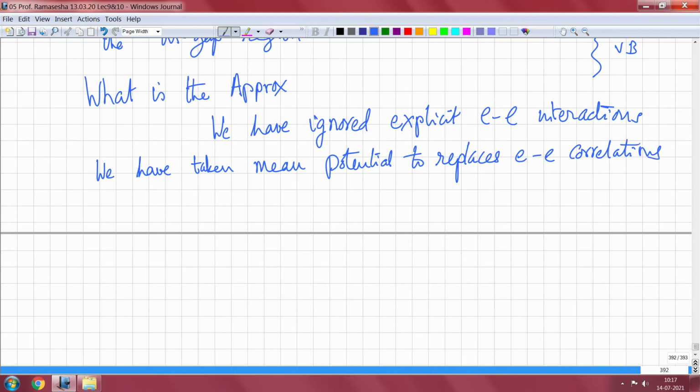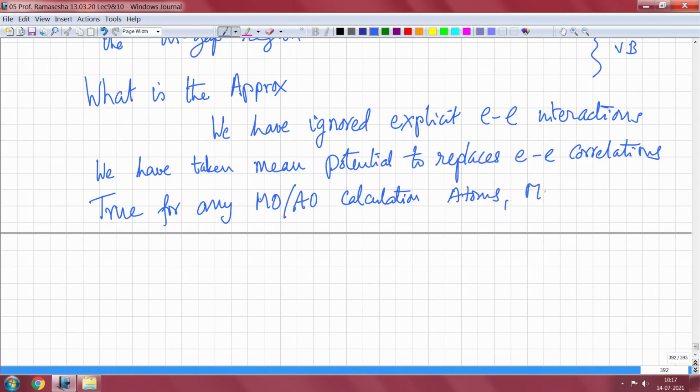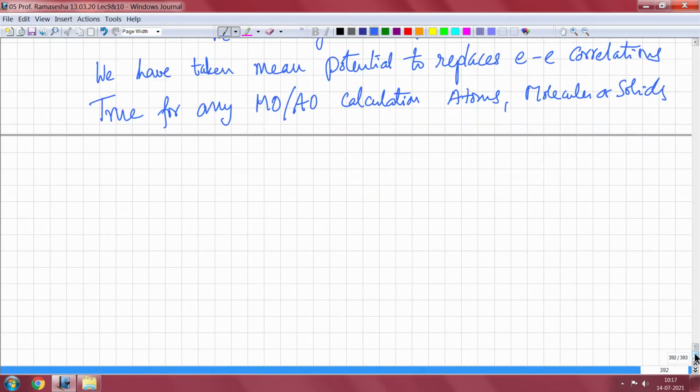This is a general procedure true for any MO calculation or AO calculation involving atoms, molecules or solids. So, this is a generic approximation. Given that, for example, when you are looking at a 2 electron atom like the helium atom, let us consider.